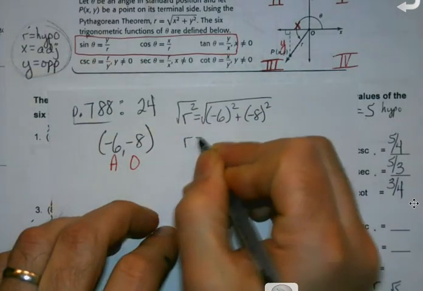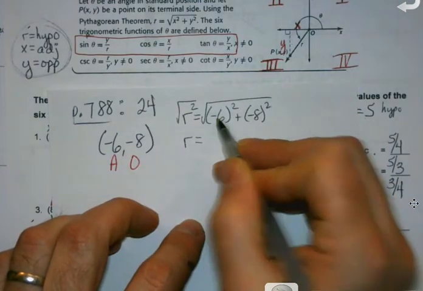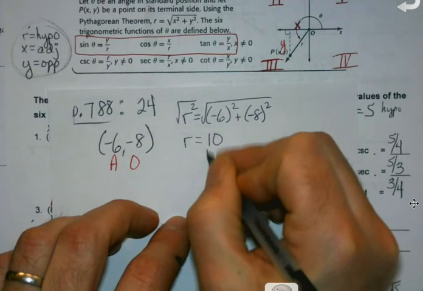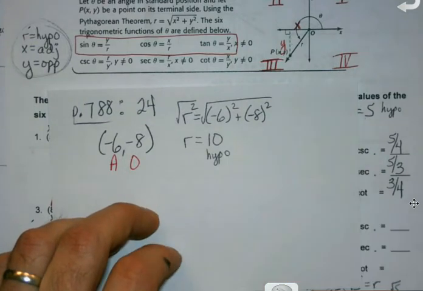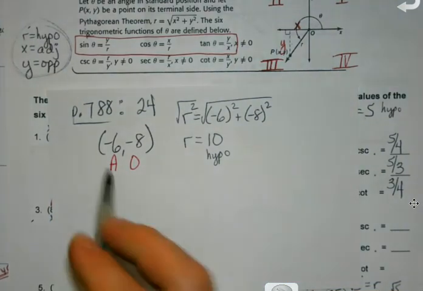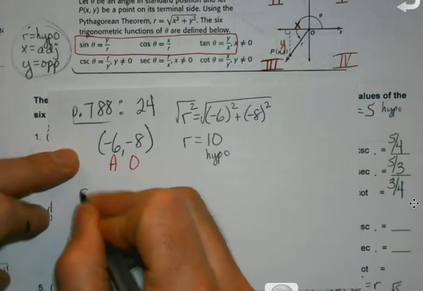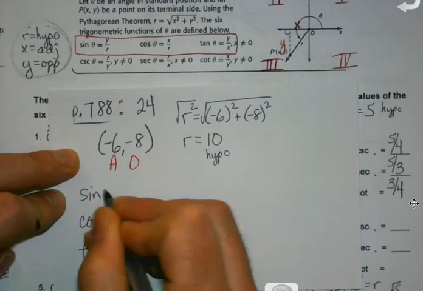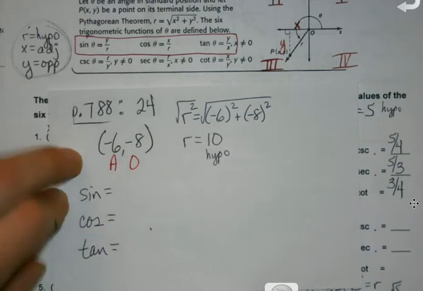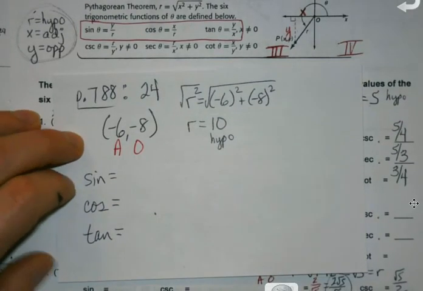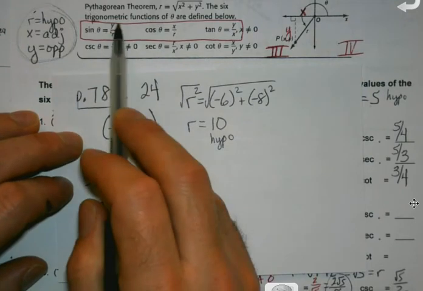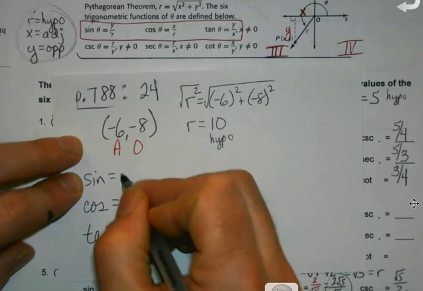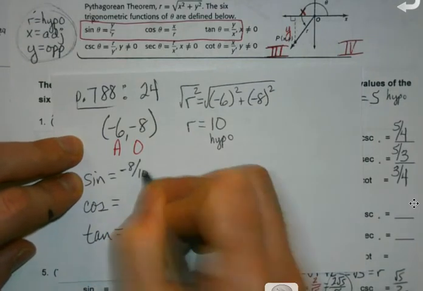So let's see. My R, 36 and 64 is 100. The square root of 100 is 10. Okay? So that's my hypotenuse. Adjacent, opposite, hypotenuse. I got this. All right, let's check this out. So now, I don't even have to play this funny game with y over r, x over r, y over x, because I know what all the pieces are. Sine is opposite over hypotenuse.